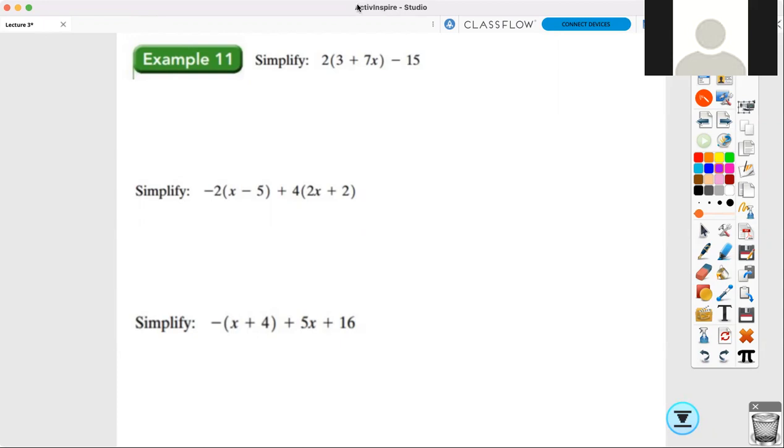One minute timer ended. So let's see how we do on the first one. Example 11. What property is it called with the 2 in front of the parentheses? What property am I going to have to do? So it's the letter D. I'm going to multiply by distributing. I'm going to distribute the 2 to the 3 and to the 7x.